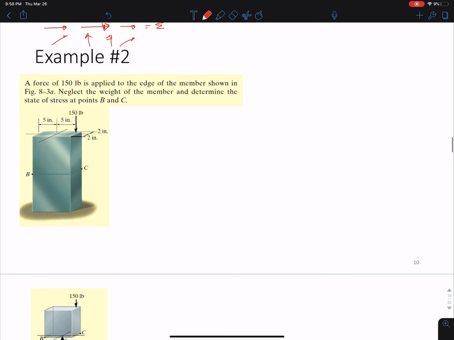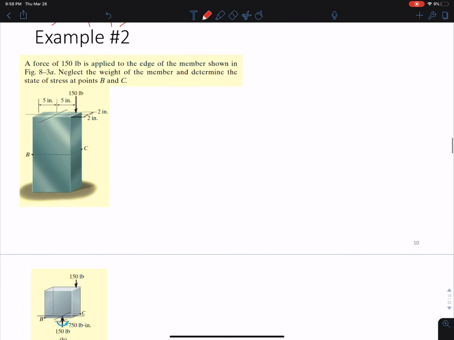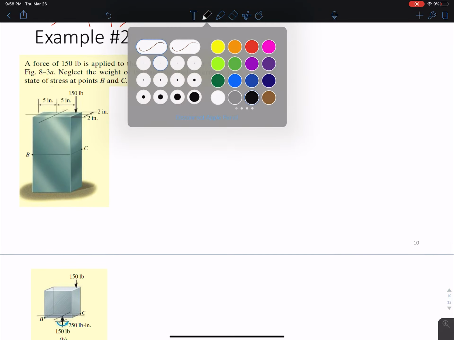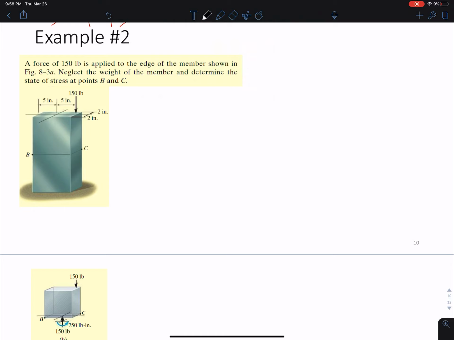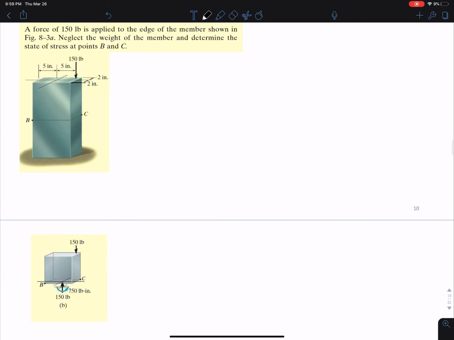Okay, so let's try this in an example. We have a force of 150 pounds applied to the edge of the member that's shown here. We're going to neglect the weight of the member and determine the state of stress at points B and C, which means basically whenever you hear state of stress, we want all of the stresses acting at B and C that we can figure out from the loading. Okay, so the first thing is, I have a picture here. This is the internal loading.